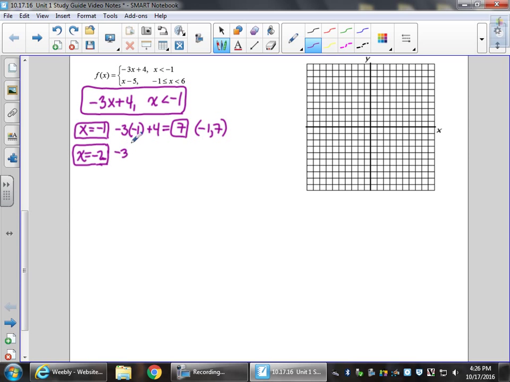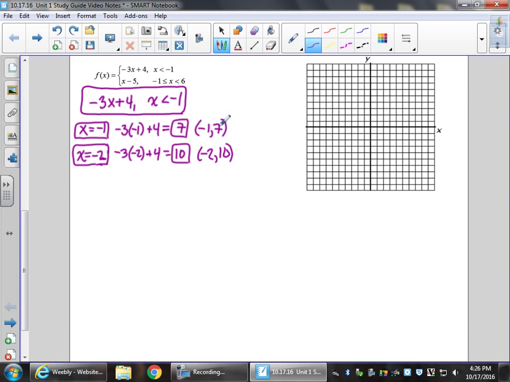So let's see. Negative 3 times negative 2 plus 4. Negative 3 times negative 2 is 6, plus 4 is 10. That's going to fit. Just going to fit. As an ordered pair, negative 2, 10. And we're ready to graph this piece.